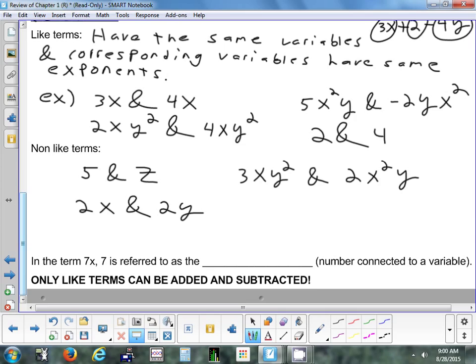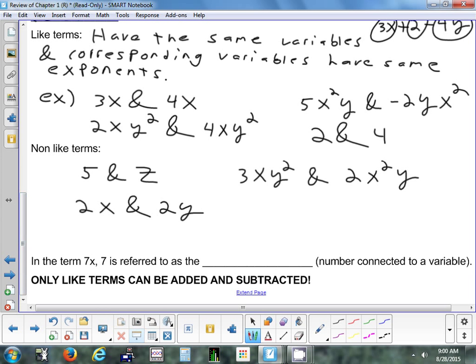Okay. In the term 7x, the number 7, that's out in front. We have a name for when you have a number in front of a letter. Does anybody know what that's called? When you have a number in front of a letter. I can't really think of a hint.